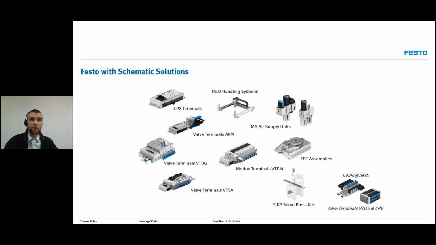Our handling guide online, so if you have 1D, 2D, or 3D robotic systems from Festo, so any handling systems that we have, you can incorporate with the macro. MS or MS air prep units, so MS configurable units, you can create the macros on this platform. And then last but not least, YJKP servo press kit. So our servo press kits are available as an Eplan macro, which is a nice handy system to use.